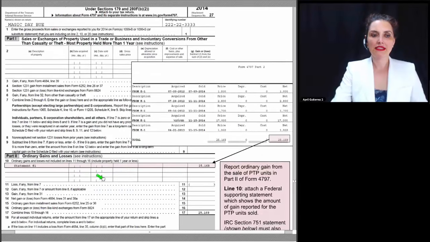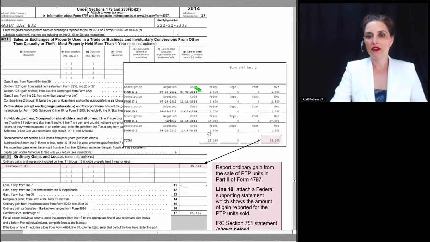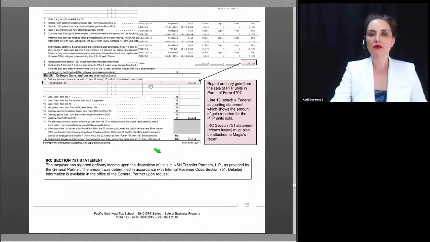Form 4797, in Part 2, we're going to list the income that we figured on the worksheet that is going to be taxed as ordinary income. And here, because we have more transactions than will fit on line 10, we've entered a description of from K1, the date acquired, the date sold, the price. All the way down is simply the amount that is going to be ordinary income. We arrive at a total ordinary income amount of $25,168.